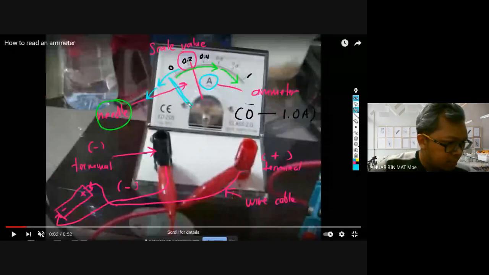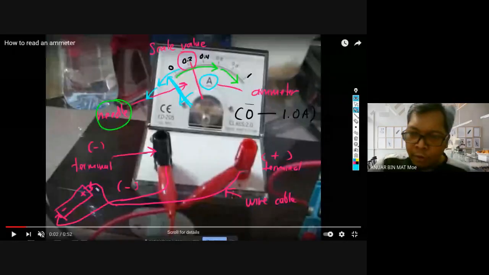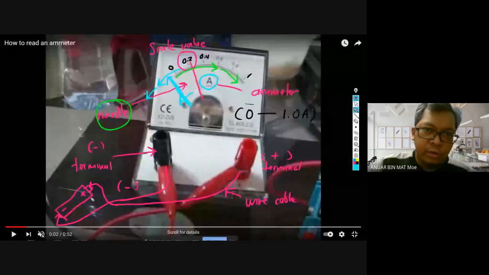Can you understand me? So how to correct it? Make sure you connect the wire from the negative terminal on the ammeter to the negative terminal on the battery, and the positive terminal on the ammeter to the positive terminal on the battery, so that the needle goes up from left to right, and you are able to take the reading correctly. Okay, I'll continue.